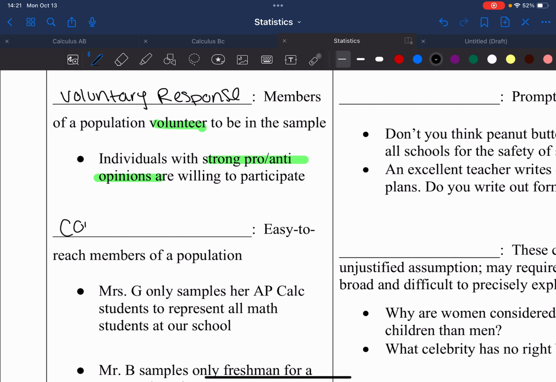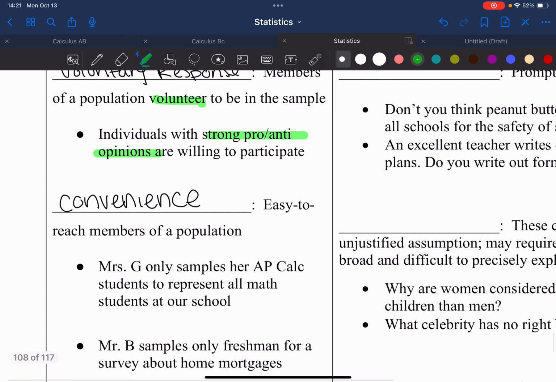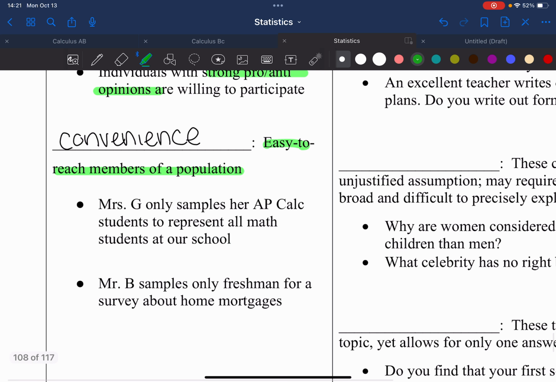Next we have a convenience sample. A convenience sample is when you sample easy to reach members of the population. For example, I could survey my Calculus BC students, and then whatever my Calculus BC students answer, I am going to use that to draw a conclusion about every single student at this school. Well, the majority of my Calculus BC students want to be engineers, which means the majority of all students would like to be engineers. That would be a convenience sample.